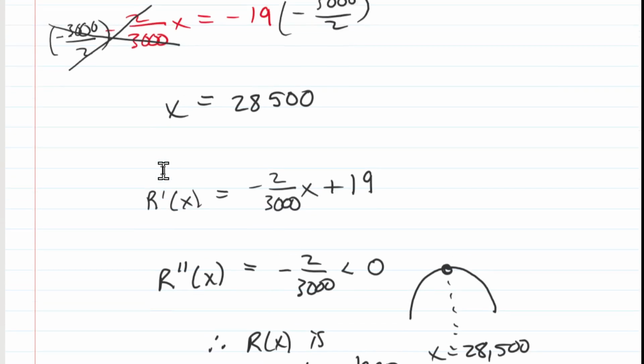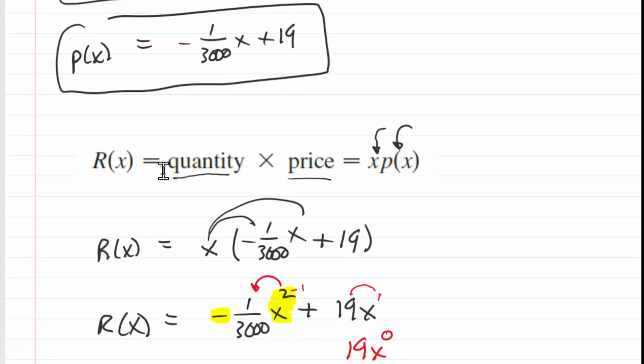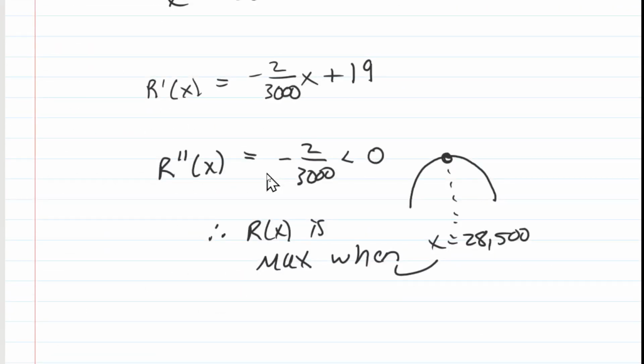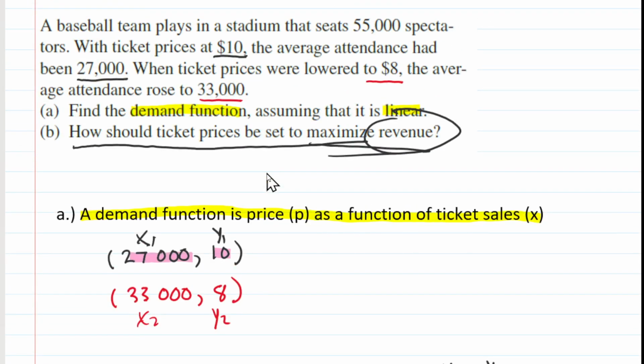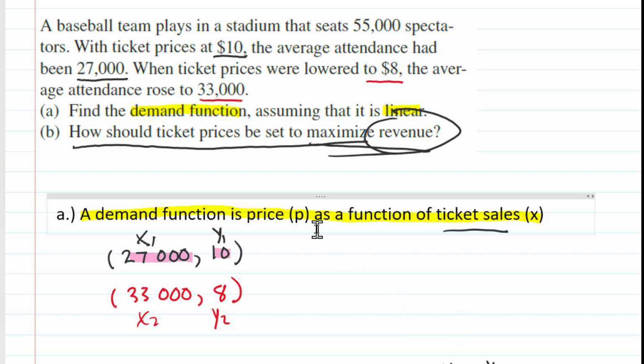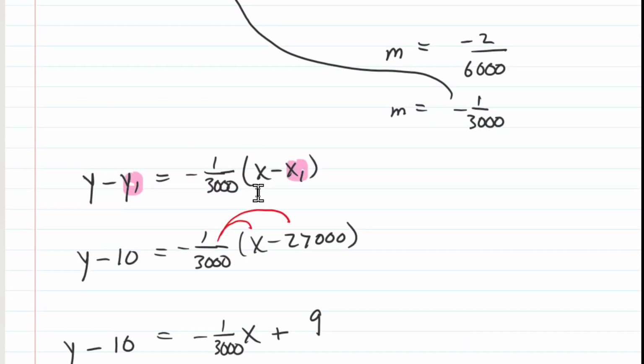Now the question did not want the maximum revenue. It did not want, let's see, what did it want? Why don't we just read it? It says, how should ticket prices be set? Okay. Well, we found x, but x is the number of tickets sold. It doesn't tell us the price. It's not as though the price of the ticket was $28,500. That would be quite a steep price. So we have to find the price, but we can do that.